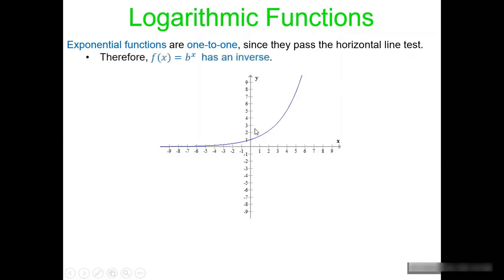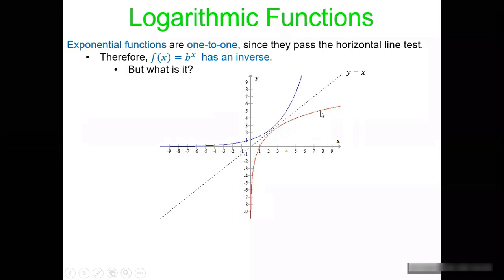Now you might remember as well that every one-to-one function will have an inverse function. So that would mean that b to the power of x, regardless of what the base is, will have an inverse. The question is, what is it? So remember that inverses are reflections over the line y equals x. So if we were to fold this over the line y equals x, recognizing that all y values must be positive, now we realize that all x values would have to be positive.